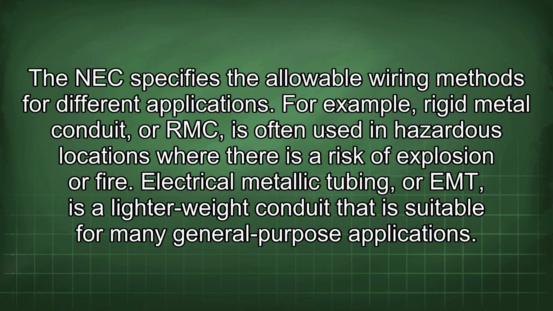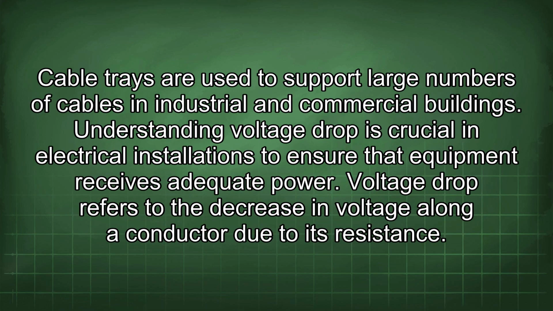The NEC specifies the allowable wiring methods for different applications. For example, rigid metal conduit, or RMC, is often used in hazardous locations where there is a risk of explosion or fire. Electrical metallic tubing, or EMT, is a lighter weight conduit that is suitable for many general-purpose applications. Cable trays are used to support large numbers of cables in industrial and commercial buildings.